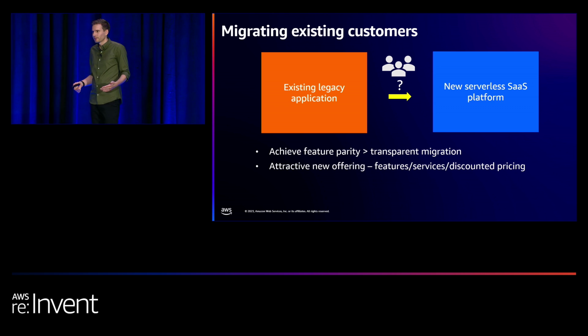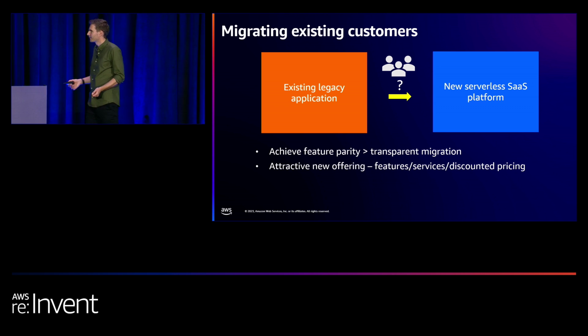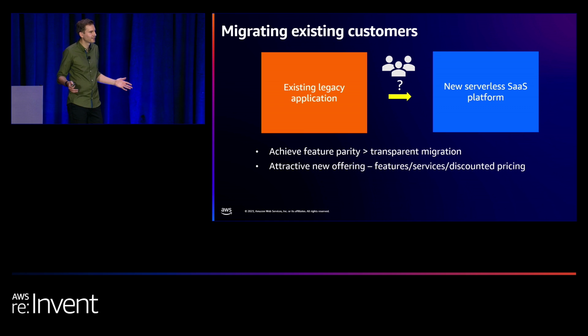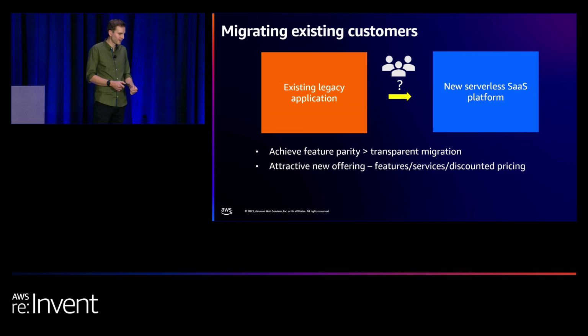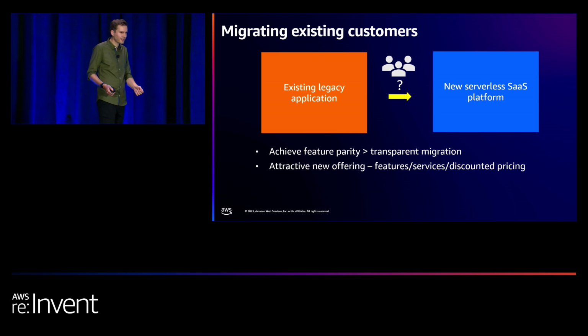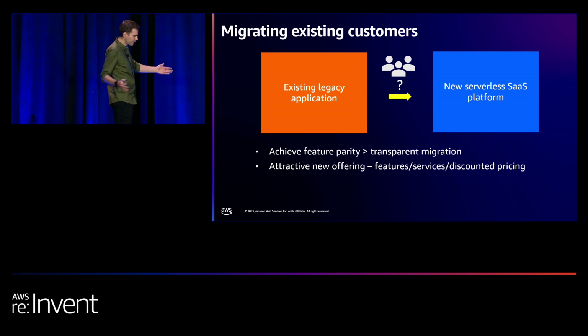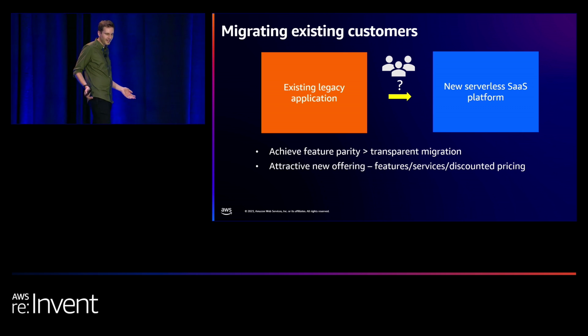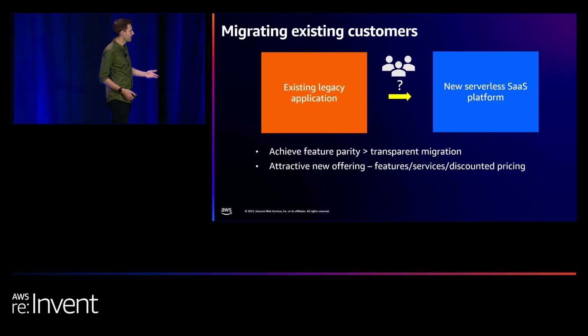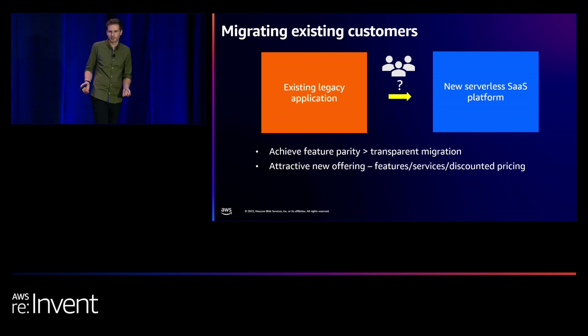We could also provide an attractive new offering. So we could have new features, new services, better performance in the new world, which makes it attractive for customers to move on their own accord. Because we have greater operational efficiency and we're using serverless, which has greater automated scaling, our margins might increase, so we may be able to offer discounted pricing to encourage them to move across.